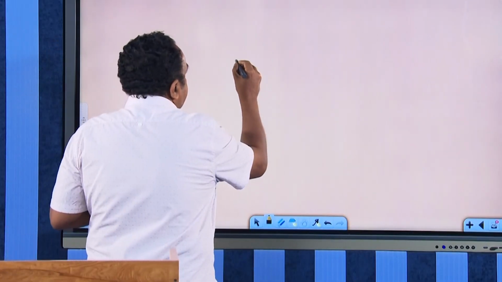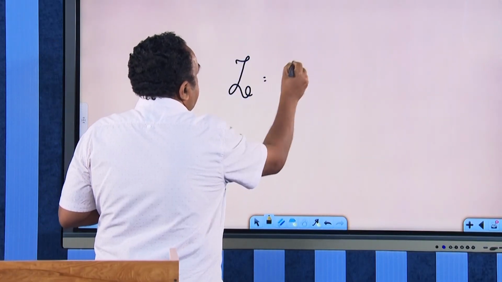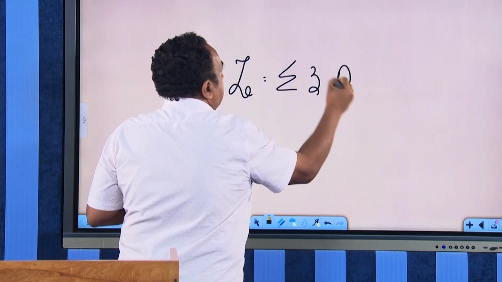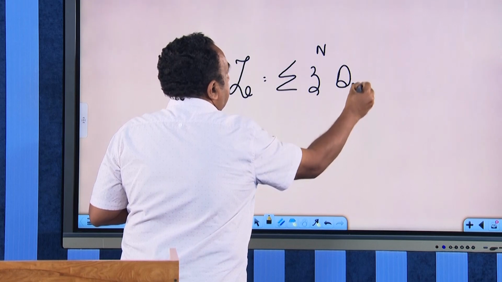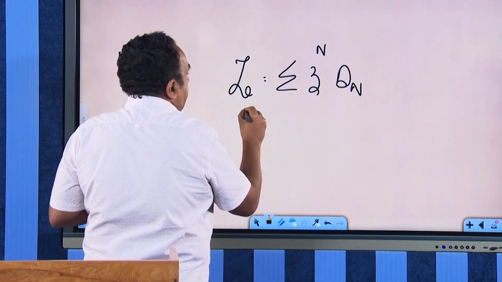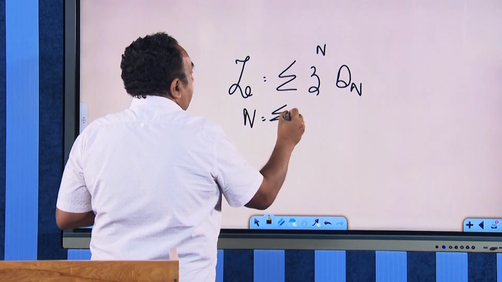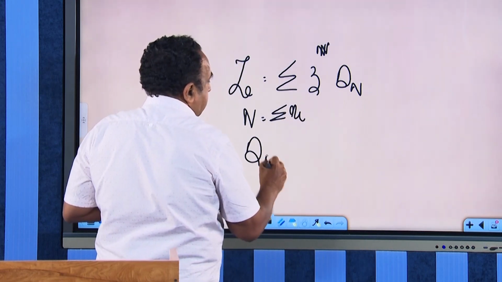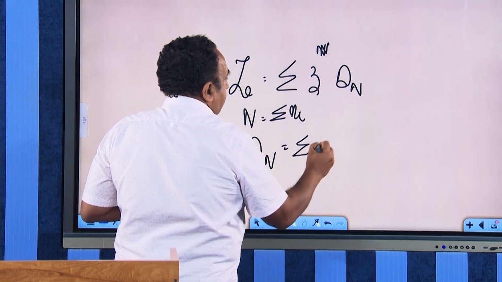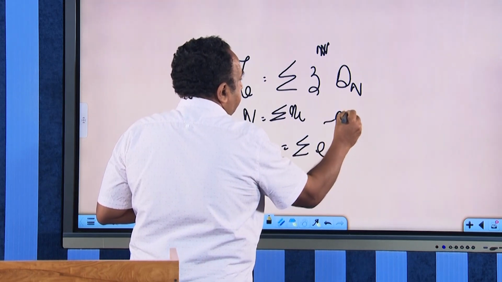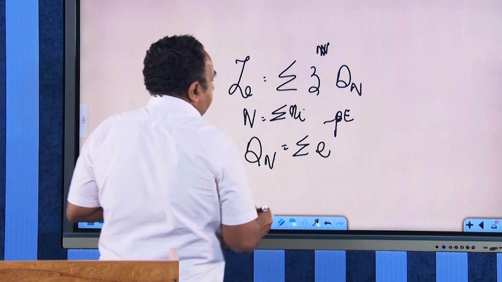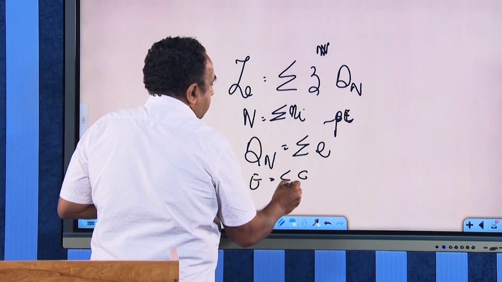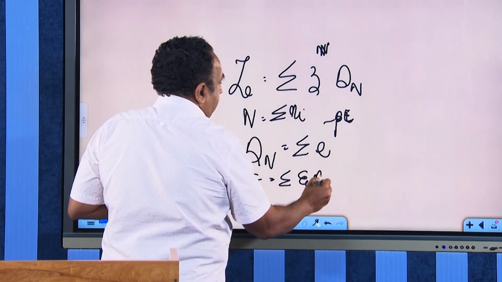What I had done is I have this grand partition function which is given by z raised to N, Q_N. Then I will represent my N as the sum of the occupation numbers, and this Q_N contains the sum over e raised to minus beta E, and this E I will be representing as the sum over i of epsilon_i n_i.